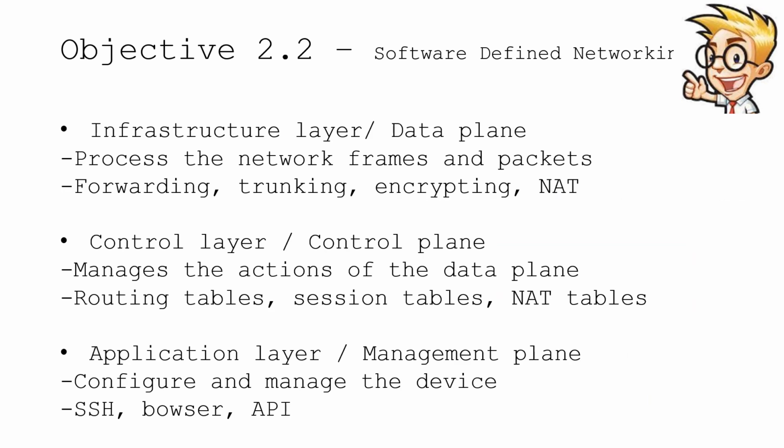There are commonly three layers or three ways to separate these devices so that we can create some consistency across all of these networking components. The first layer would be the infrastructure layer. Sometimes we hear this referred to as the data plane of that device. So it's common that this data plane would do the forwarding, the trunking, the encrypting, the network address translation, or anything else that needs to occur at the packet level.